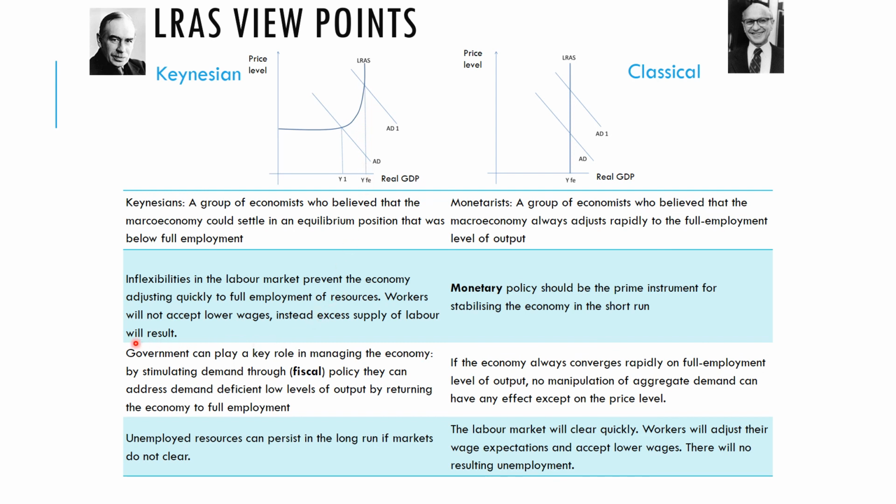So the government can play a key role in managing the economy by stimulating demand through fiscal policy. In the Keynesian view of the world, that is the case. In the classical view of the world, the economy always converges rapidly on full employment, and so no manipulation of aggregate demand can have any effect except on the price level.